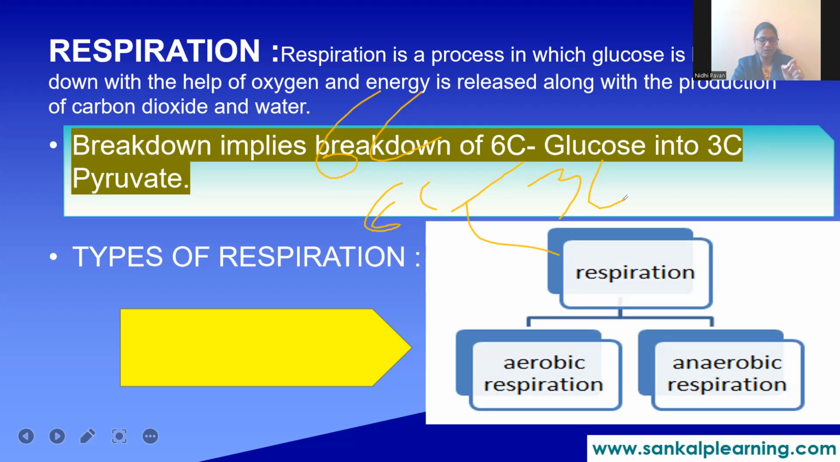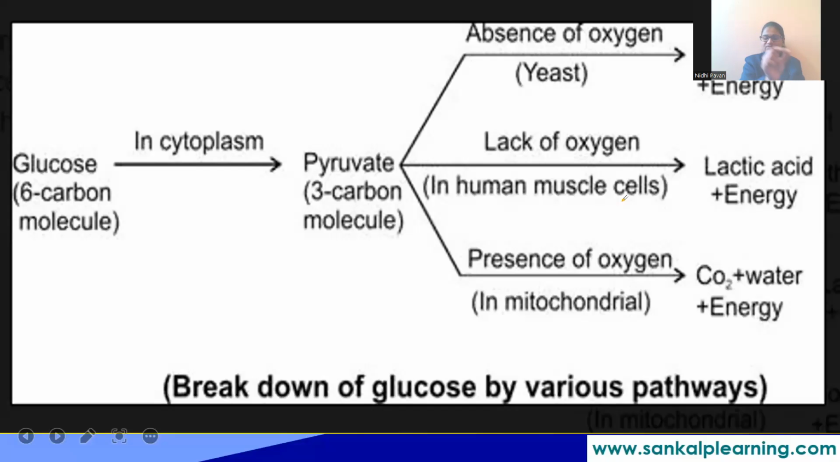So where does the breakdown of glucose occur? In the cytoplasm of a cell. Based on the type of respiration and which organism it is occurring in, we are going to study what products will be formed. The first one is glucose, a 6 carbon molecule. You can see in the flow chart, it breaks down in the cytoplasm to form a product called pyruvate, which is a 3 carbon compound. Why do they mention carbon? Because there you get to know that the glucose is actually broken down.